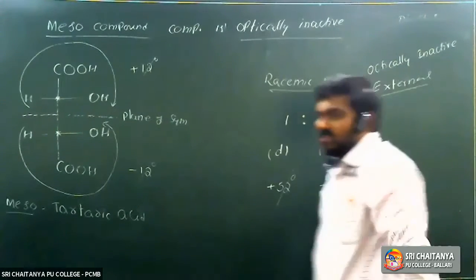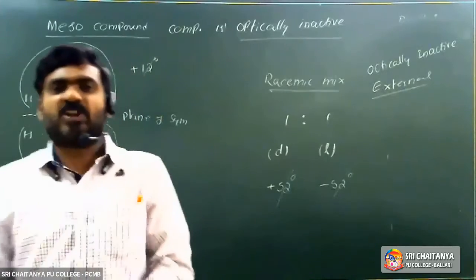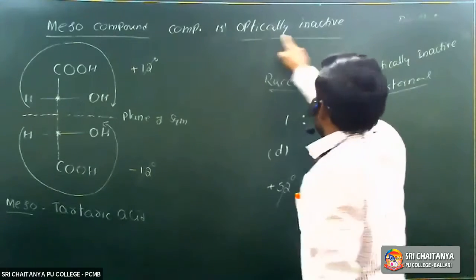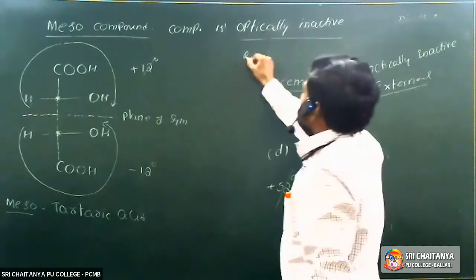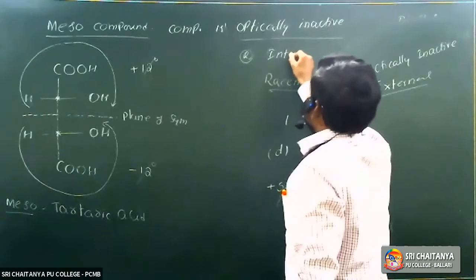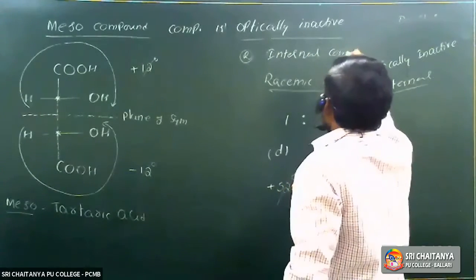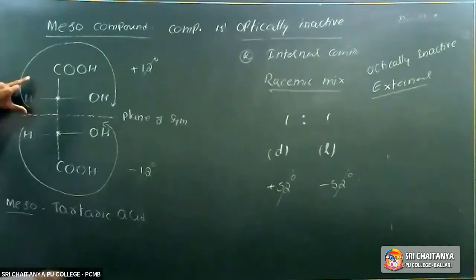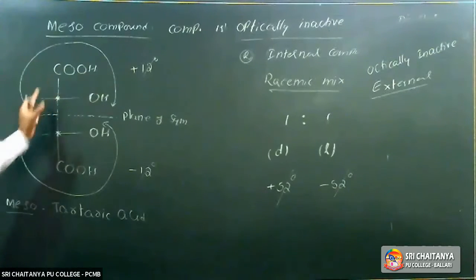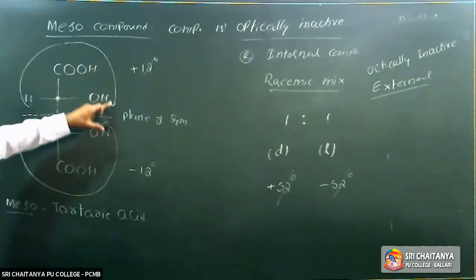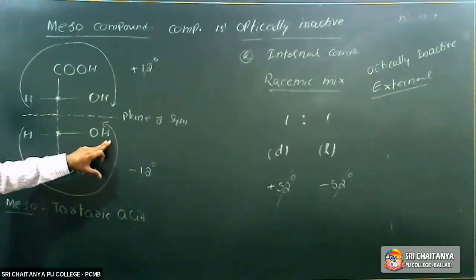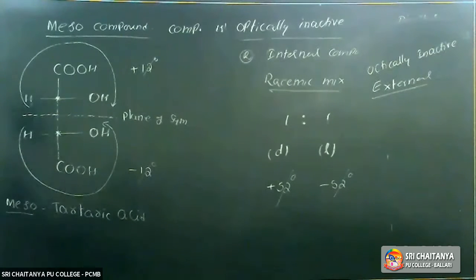Next, a meso compound is also optically inactive. What is the reason? Why is a meso compound optically inactive? Here the reason is internal compensation. Internal compensation means that within the molecule, the optical rotation of the first half part is nullified or cancelled by the second half part. So it is called internal compensation.